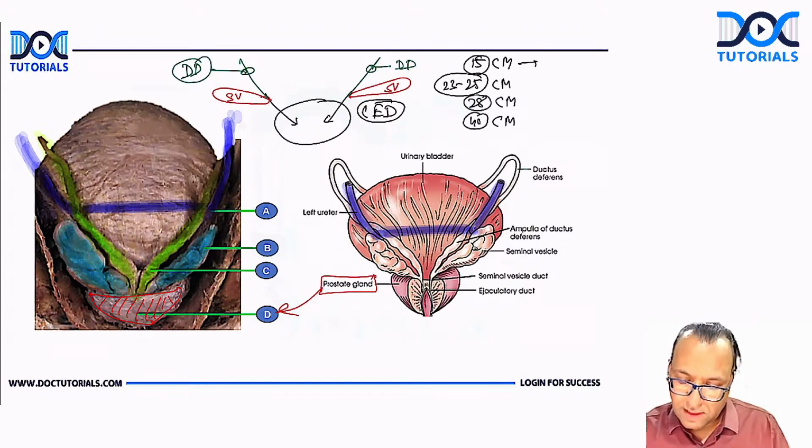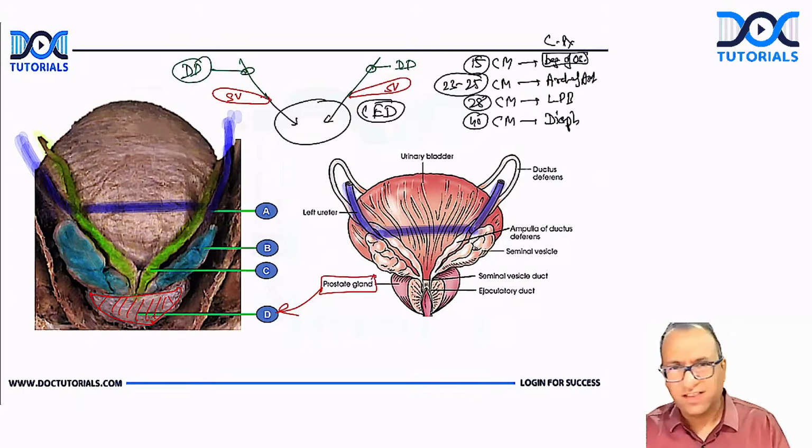15 centimeter is the beginning of the esophagus where you have the cricopharyngeal sphincter, 23-25 centimeter is the arch of aorta, 28 centimeter is the left principal bronchus, and 40 centimeter is the diaphragm opening. Just remember this one. This is enough.